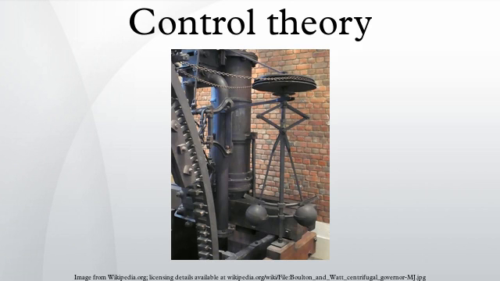Control theory is an interdisciplinary branch of engineering and mathematics that deals with the behavior of dynamical systems with inputs, and how their behavior is modified by feedback. The usual objective of control theory is to control a system, often called the plant, so its output follows a desired control signal, called the reference, which may be a fixed or changing value.